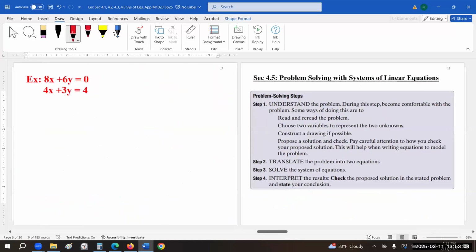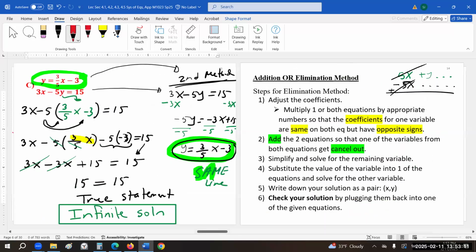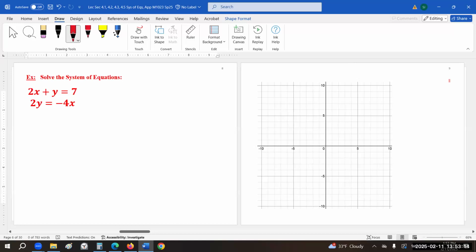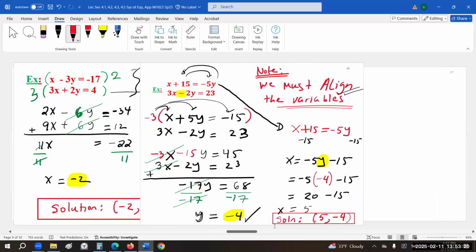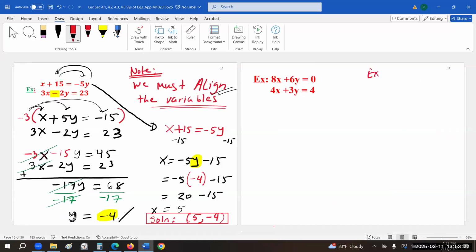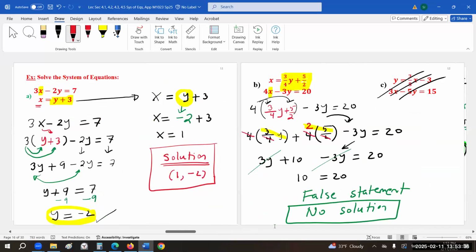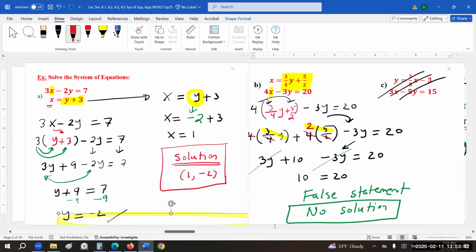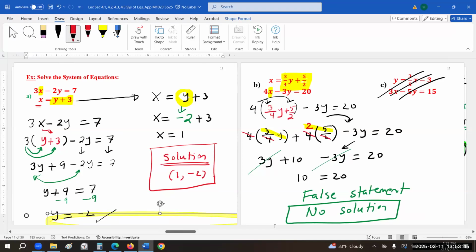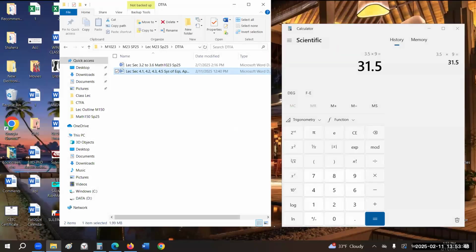Then I have a few examples. So one of them is here. Let me put another one here. So what do you mean, 2x plus y equals 7? 2x plus y. Oh, it's a 7. And the other one was 2y minus 4x. I didn't save it.